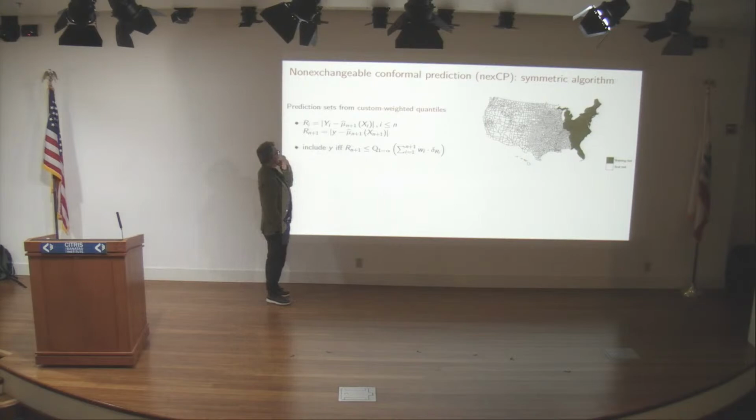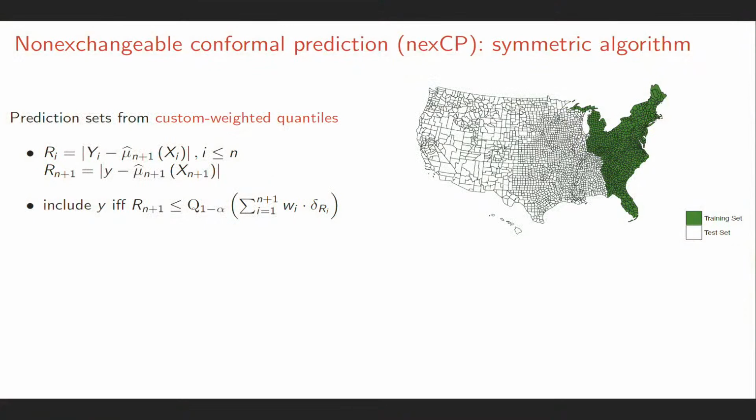We're going to construct prediction sets from custom weighted quantiles. We're going to compute our things like before. We're going to compute our proposed test residual as before. And we're going to include y if the residual is not larger than the empirical quantile of the weighted residuals. Now, how do I pick the weights w_i in this election example? Well, we can talk about it maybe during the Q&A. Basically, I'm going to look at the demographic variables and all the social variables and say, if you're close to me in X space, you're going to get a high weight. If you're far away, you're going to get a low weight.